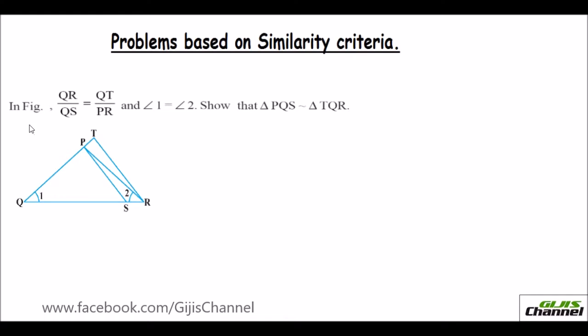So the first question says, in the figure, QR over QS is equal to QT over PR, and they also say angle 1 is equal to angle 2. Show that triangle PQS is similar to triangle TQR. So this is what we need to prove. The picture is drawn here. You have a triangle and you see that P and S cut QT and QR, right? And it is parallel to TR.